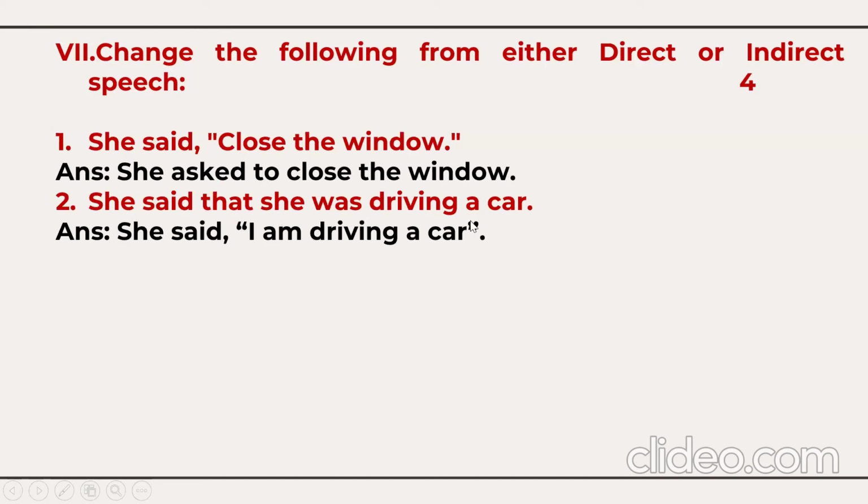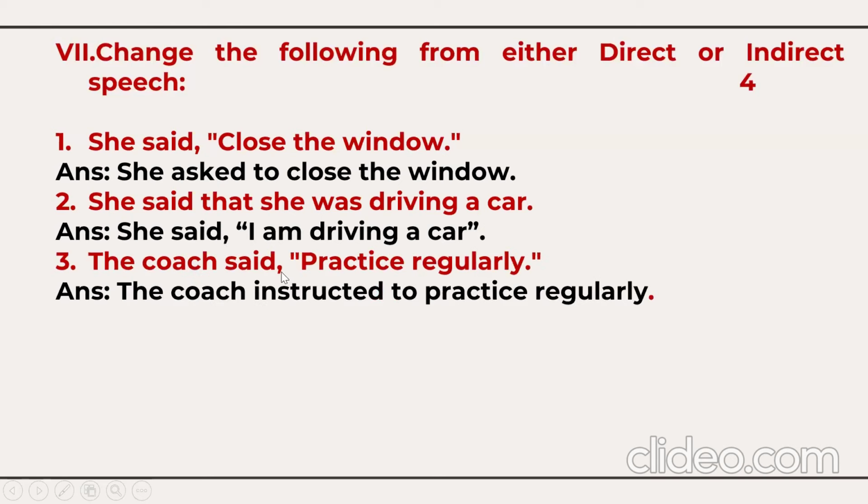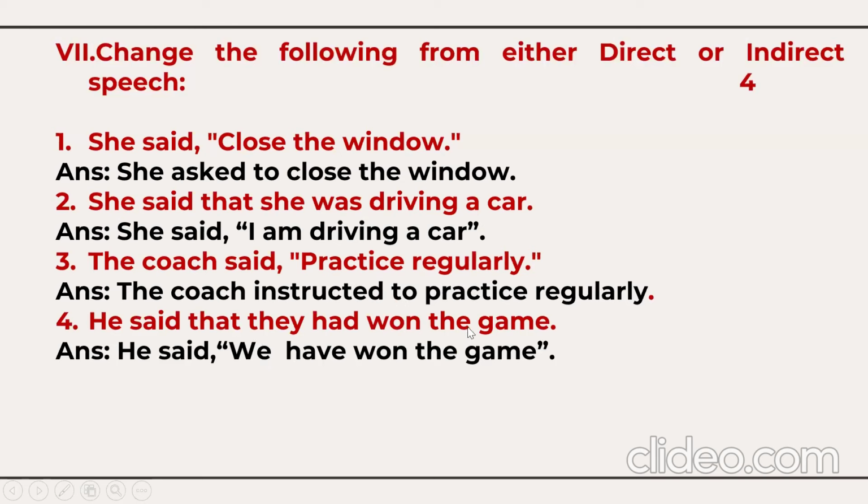She said that she was driving a car. Now you have to do the reverse engineering, right? You have to write the direct speech here. She said, comma, I am driving a car. So when you convert this, this becomes an answer. The coach said, practice regularly. The coach instructed to practice regularly. He said that they had won the game. He said, comma, we have won the game. So you need to convert direct to indirect and indirect to direct. 4 questions. You can watch my video on reported speech. The link is in the description box.